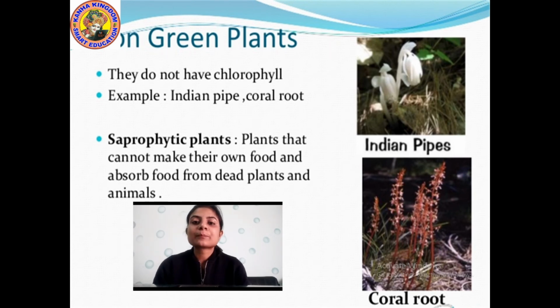Chlorophyll is a green pigment that is present in the leaf of the plant, which makes them green in color and which helps the leaves of the green plant to prepare food for themselves for the growth of the plant.